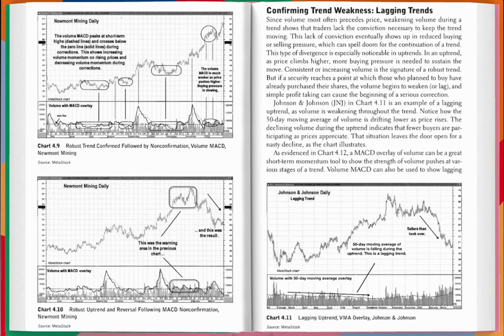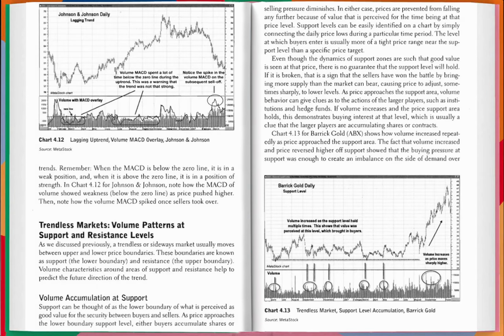As evidenced in chart 4.12, a MACD overlay of volume can be a great short-term momentum tool to show the strength of volume pushes at various stages of a trend. Volume MACD can also be used to show lagging trends. Remember, when the MACD is below the zero line, it is in a weak position, and when it is above the zero line, it is in a position of strength.